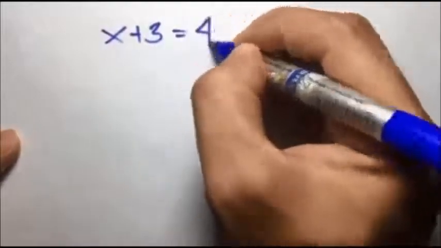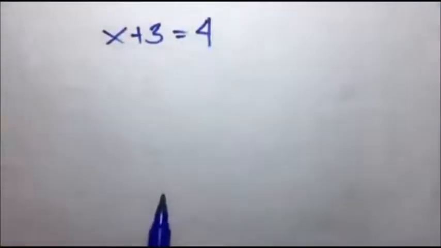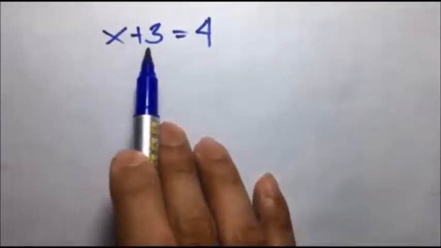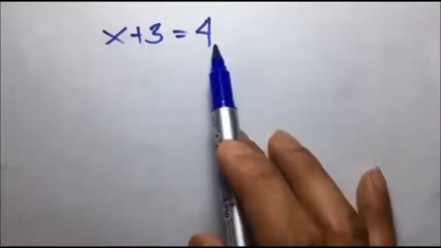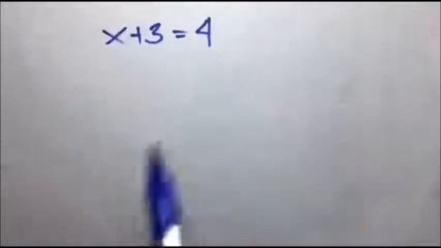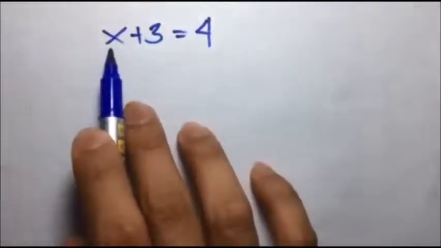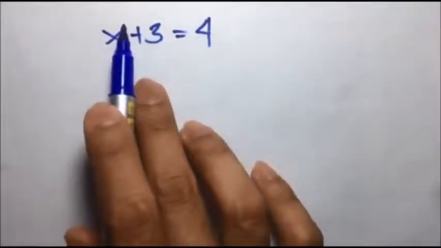x + 3 = 4. So we have two expressions here, right? The first is x + 3 and the second one is 4, and they are equal to each other. So that is a linear equation in one variable because we have one variable raised to the power of 1.